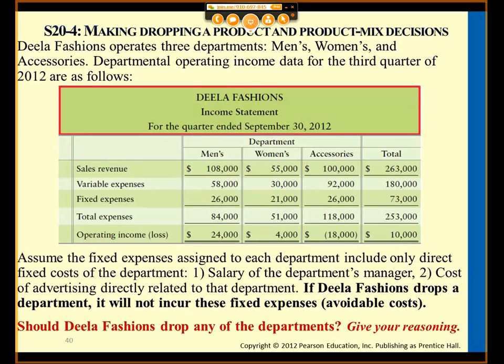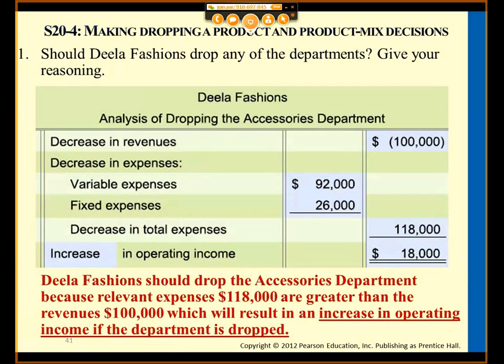The operating income, if you drop accessories, will increase $18,000. How did you figure that out? Take out sales revenue. I mean, take out accessory department total. You can subtract 100,000 out of the total of 263, which will leave you with 163. And then you also want to subtract total expenses from men's and women's combined, which leaves you 135. And total comes out with the operating income of 28,000. So that's what you got here. You're right, it's 18,000.